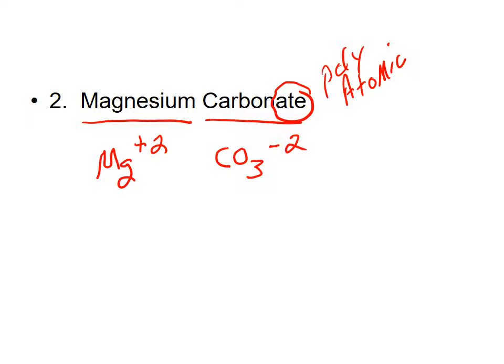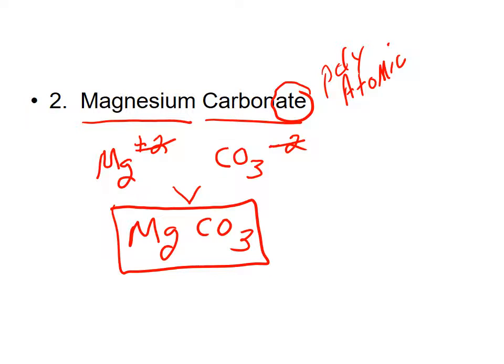And again, since they add to 0, the oxidation numbers just cancel out, and you just simply put the two together. So you have Mg, CO3, no space. You have a box around it.